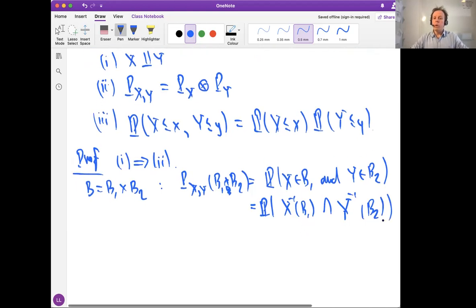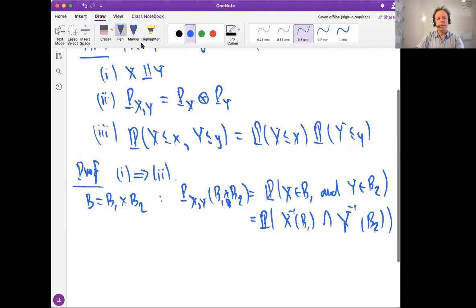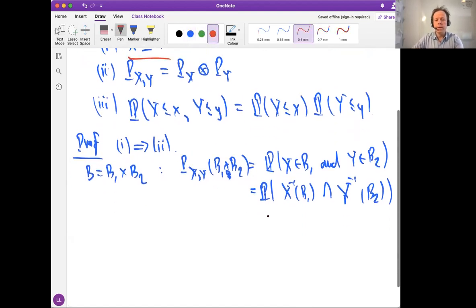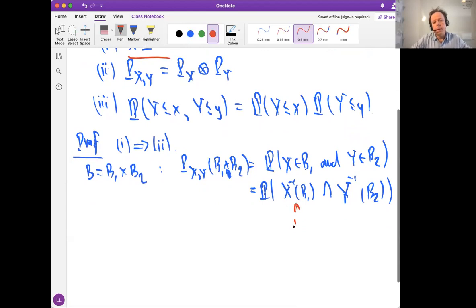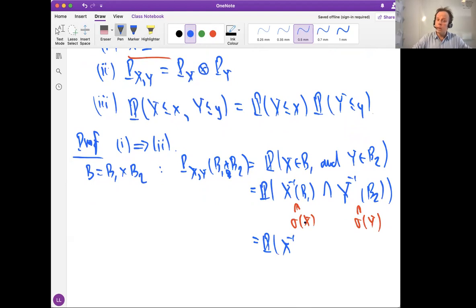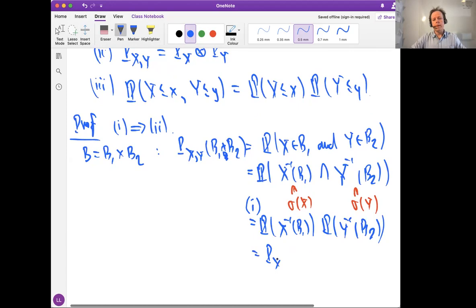And now if you recall what independence meant in the original definition, it meant that if you take something from the sigma algebra generated by X, and then something from the sigma algebra generated by Y, then those events factorize. So we take something from the sigma algebra generated by X, and because of the assumption of independence, these factorize in this way. And that's of course the law of X for B1 times the law of Y for B2.